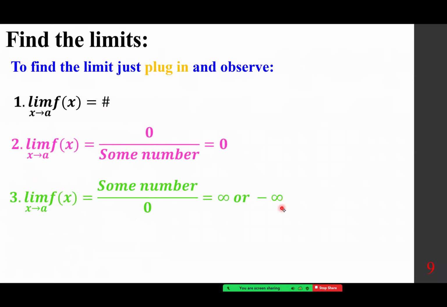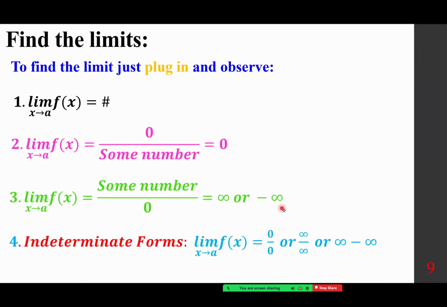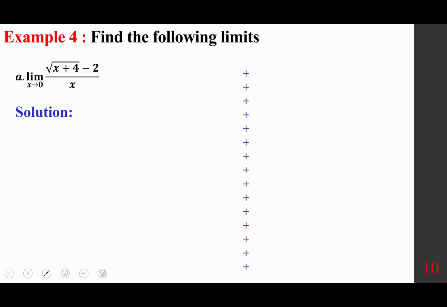However, in calculus, in most cases, we end up with indeterminate forms: 0 over 0, infinity over infinity, infinity minus infinity, which means you have to use your algebraic techniques to figure out the answer. Indeterminate forms, in short, means more work. So you have to work on it. Okay? So let's get started.